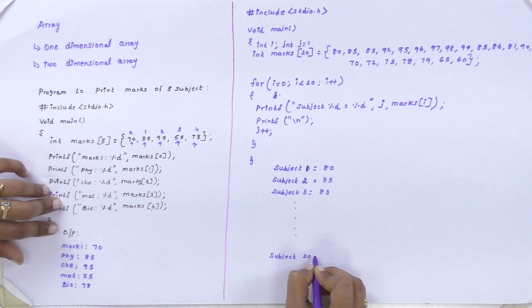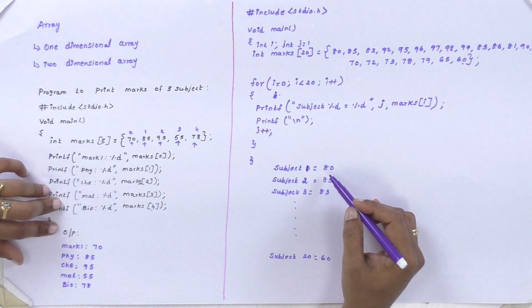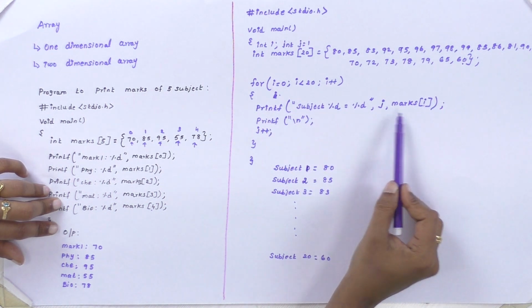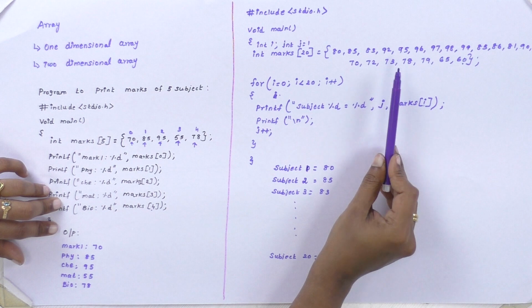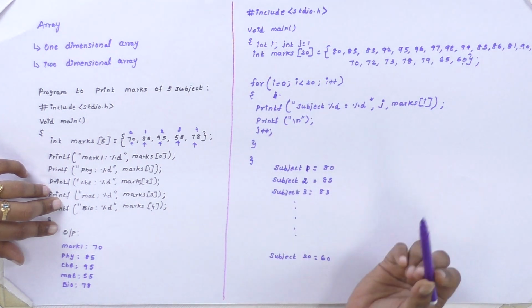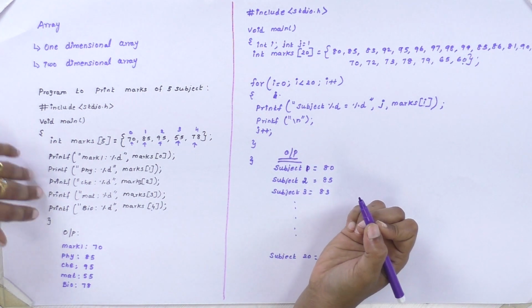So subject 20 equal to 60. Up to this it prints all values. So by using a single statement, I am accessing all values by using one and only one for loop. So this is the output of the array. Next topic, we are going to see about the two-dimensional array.